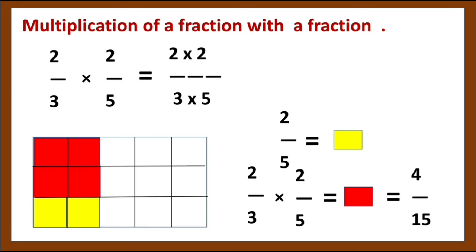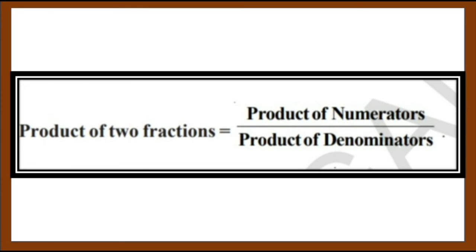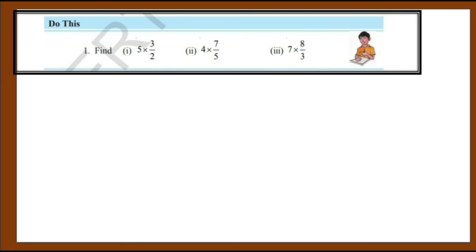2 into 2, so numerator multiplication and denominator multiplication. Observe this, 2 twos are 4 by 15. That means every time there is no need to draw the pictographs. You can just multiply the numerator with numerator and denominator with denominator. You will get the multiplication of two fractions. See, the product of two fractions is nothing but the product of numerators by the product of denominators.